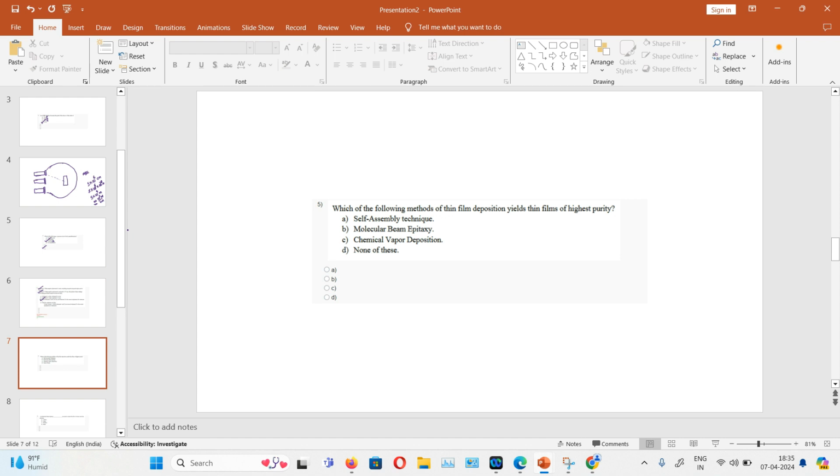In chemical vapor deposition, it uses a chemical interaction between different gaseous species, and the interaction between those gaseous species in the reaction chamber causes the material to be deposited on the substrate. So the method which gives the highest purity thin films is molecular beam epitaxy. So the correct answer is B.